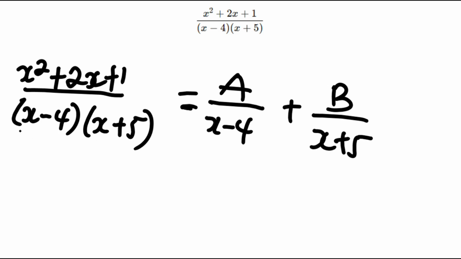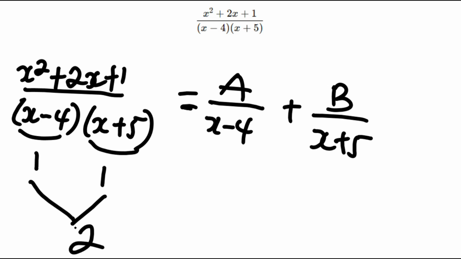The degree of this one is 1, the degree of this one is 1, so the total degree of the denominator is 2, since you add them. Look at the numerator: its degree is also 2. So this is a fraction in which the degree of the numerator is not less than the degree of the denominator.